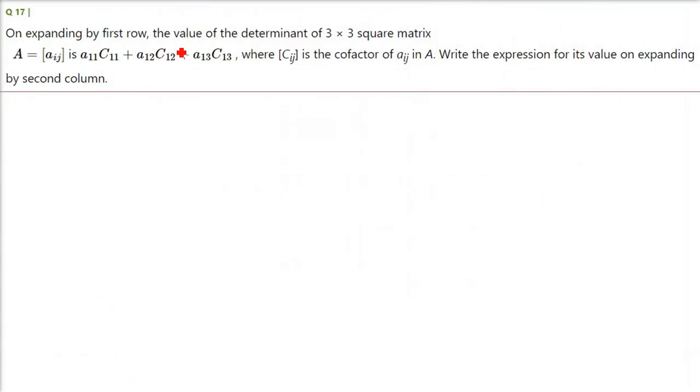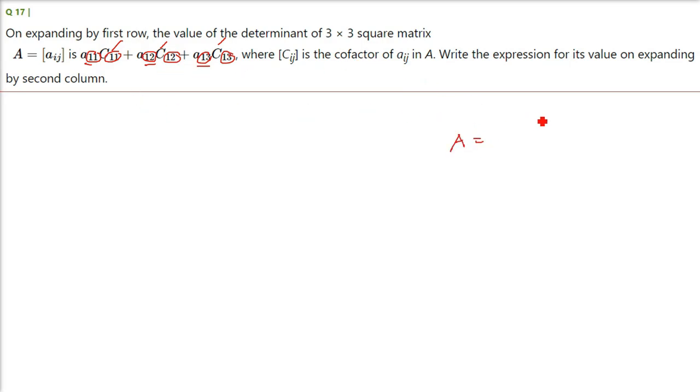Expanding by the first row, the value of the determinant of a 3 by 3 square matrix A, given as Aij, is A11 C11 plus A12 C12 plus A13 C13. Now A11, A12, A13 can be either a column or a row, but the second part, that is C, is the cofactor. If it is A11, it will be C11; A12, it will be C12. That is the cofactor corresponding to that value.